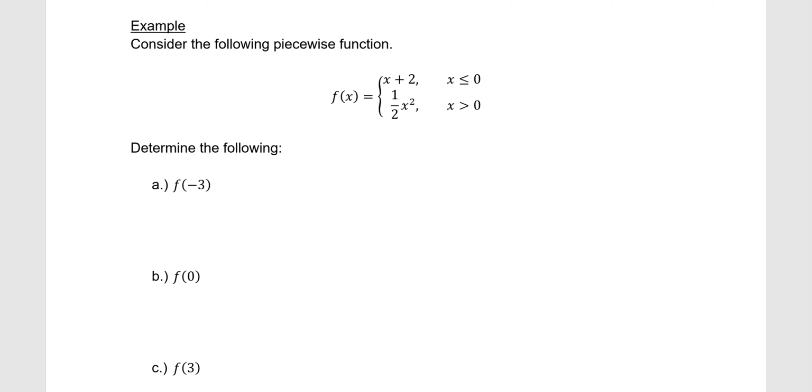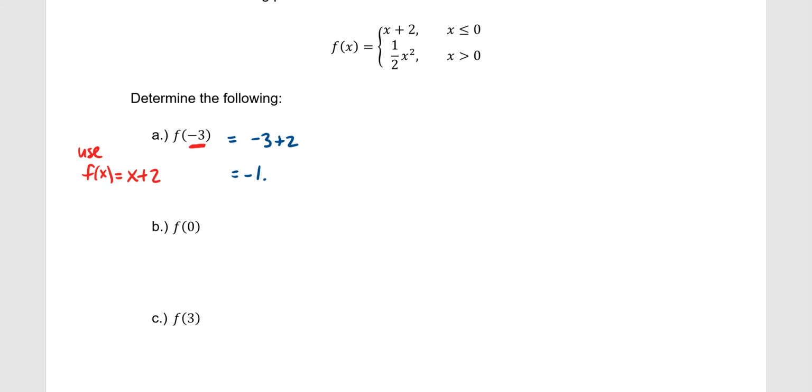Okay, so let's evaluate f of negative 3. So negative 3, once again, we have to look at this value here. Negative 3 is less than 0, so we're going to be using the first function, which is f of x equals x plus 2. So we're going to go ahead and plug that one in. So x plus 2, that's negative 3 plus 2, which is negative 1. So f of negative 3 is negative 1.